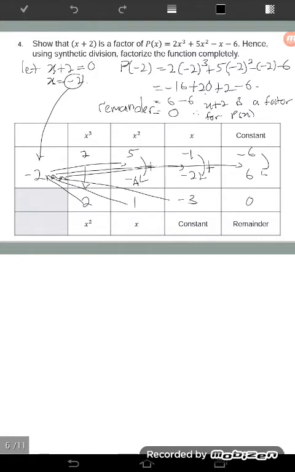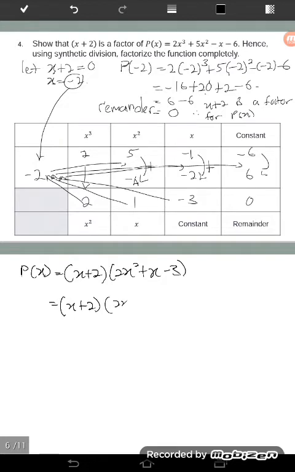Okay, so next, the quotient is here, so we can write down p(x) equal to the divisor, which is x plus 2, and then the quotient, which is 2x squared plus 1x, so plus x, and then minus 3, and then factorize this one, so we will have 2x, x, and then here is 3 and 1, so minus and plus. Okay, done.